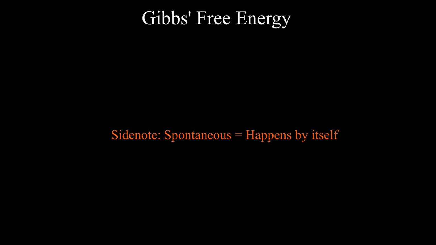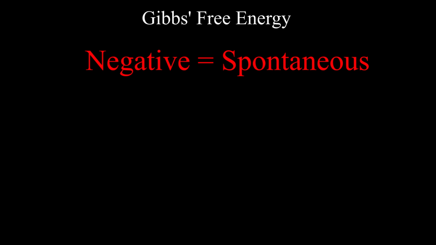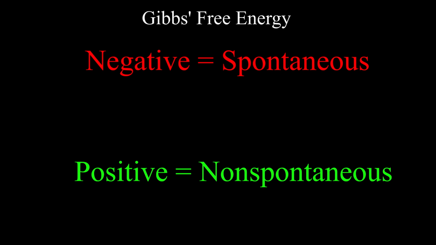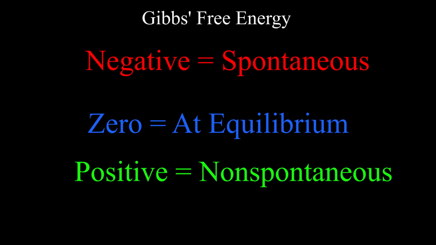So now let's look at our equation for Gibbs Free Energy. Gibbs Free Energy tells us when a reaction is going to be spontaneous and when it's not going to be spontaneous. And for some reason, Gibbs Free Energy is in kilojoules. When it is negative, the reaction will proceed spontaneously. When it is positive, the reaction will not proceed spontaneously. And when it's at zero, the reaction is at equilibrium, which is a concept we'll talk about later.